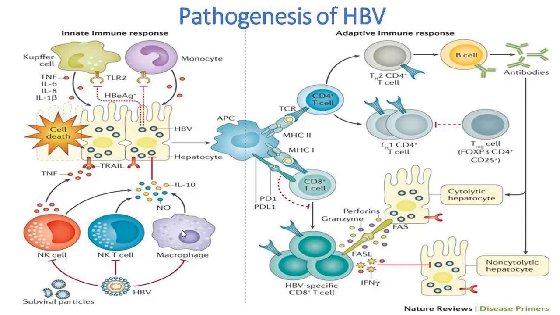This is pathogenesis, as you already know. This is the virus. It attacks the natural killer cells, natural killer T cells, and macrophages. It releases a number of cytokines and tumor necrosis factor and then attacks the cell. Which cell is this? This is a hepatocyte. Hepatocyte is a liver cell. Then it causes cell death.